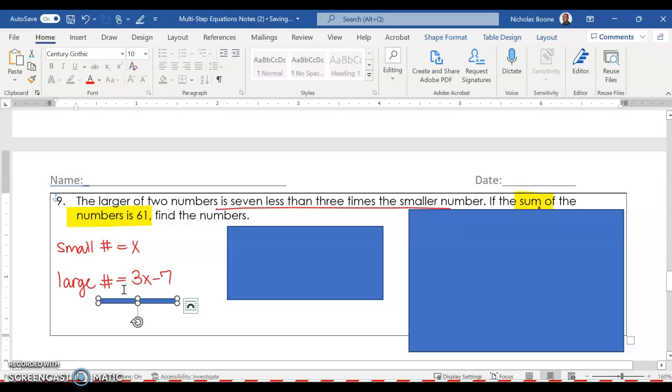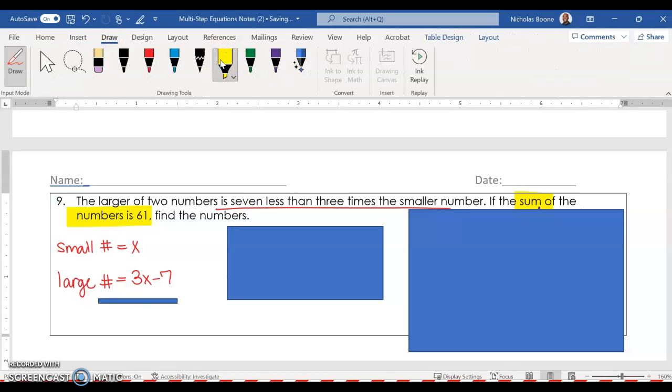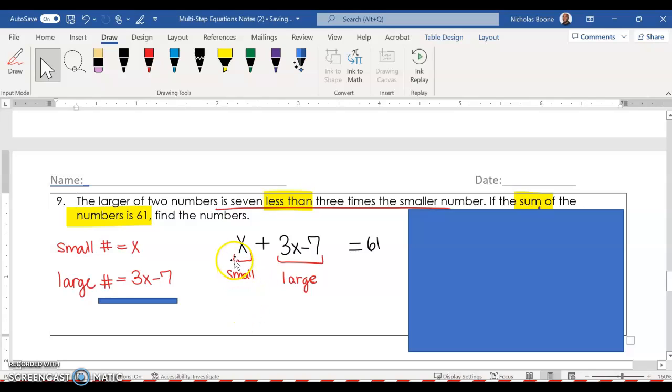So notice I use an X for my small number. And then they say the larger number is 7 less than 3 times the smaller number. Remember that less than means subtraction, but it is also a turnaround phrase. So notice the 7 was in the front in the sentence, but when I wrote it out, it's now in the back. So be careful of that. So this is the smaller number, this is the larger number, and then it says the sum of those numbers is 61. So if we're talking about the sum, that means we're going to be adding these two values together. I've got my small number, which is x. I've got my large number, which is 3x minus 7. If I add those two together, they're going to be equal to 61.